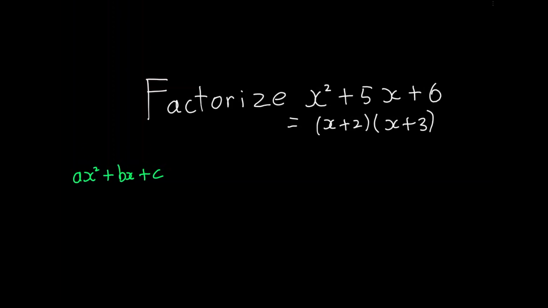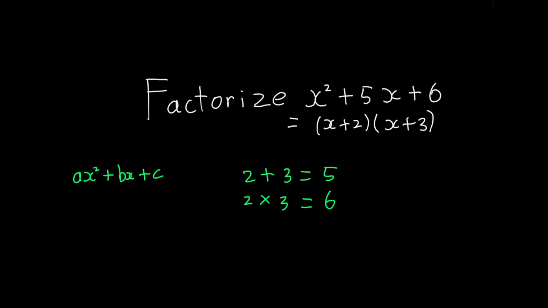Well, if you compare our solution to the equation, you'll notice a bit of a pattern. So we have x plus 2 and x plus 3. You may be able to see that 2 plus 3 is equal to 5, and also 2 multiplied by 3 is equal to 6. Well, this is sort of the secret behind factorizing quadratic expressions.